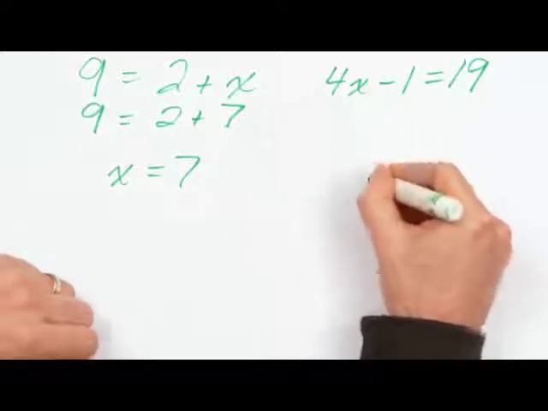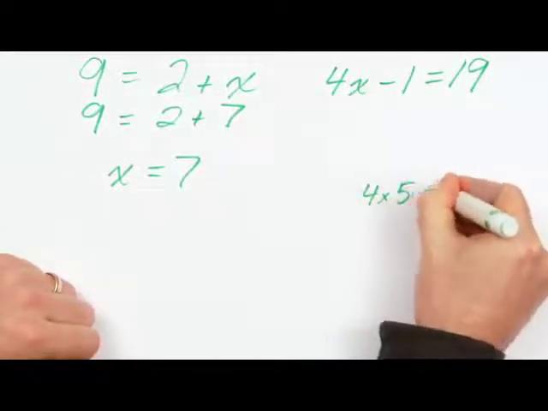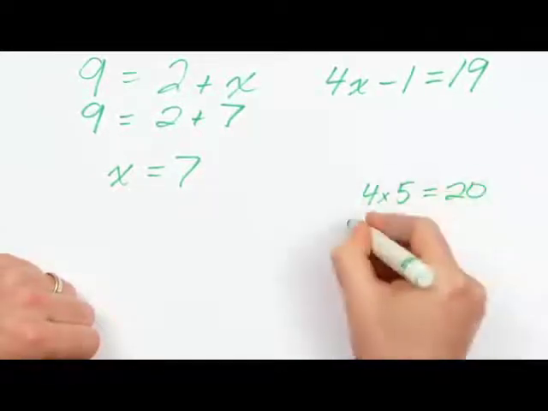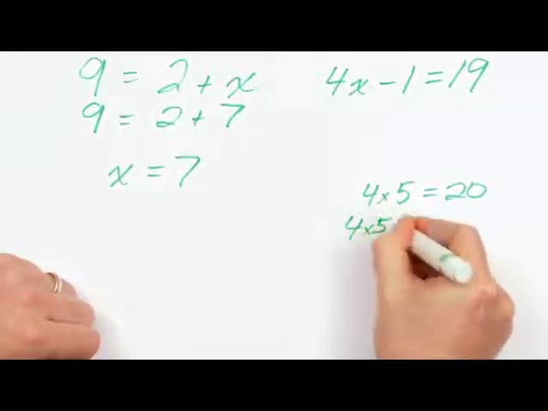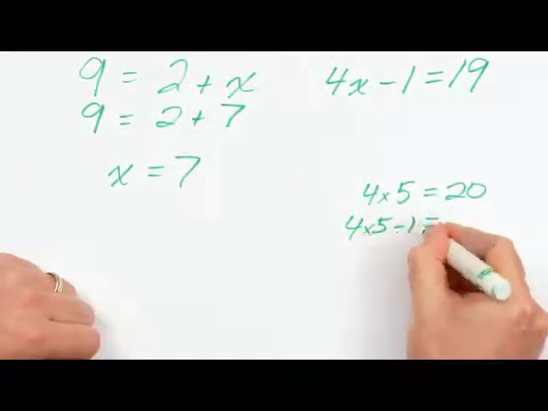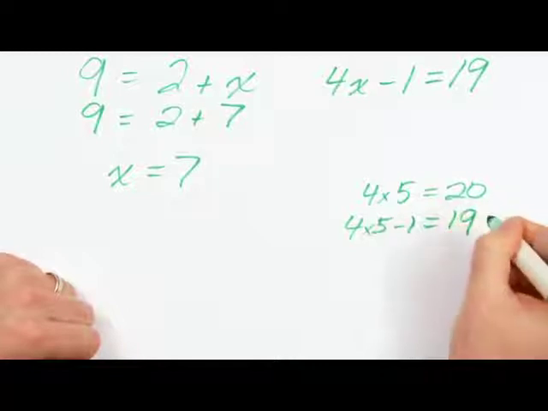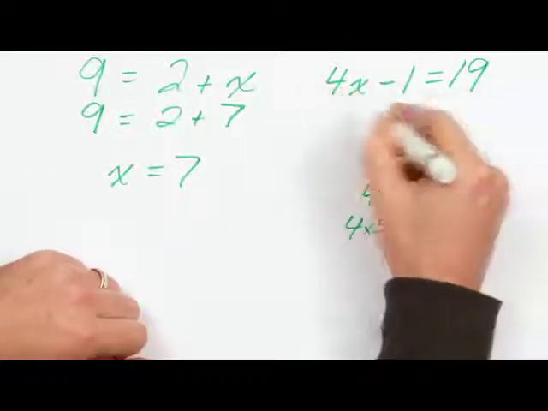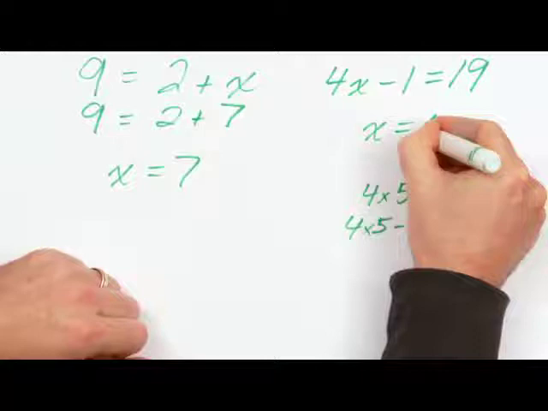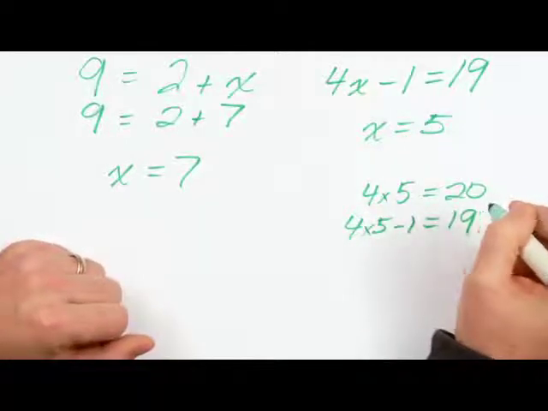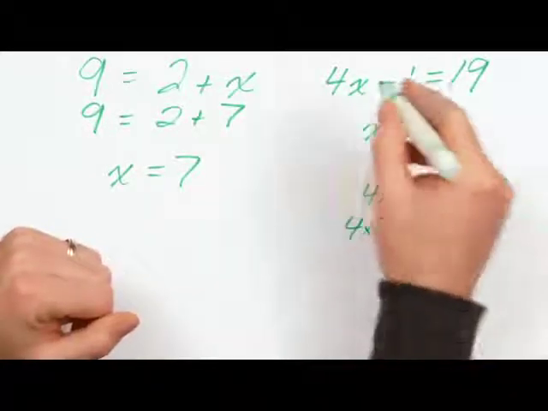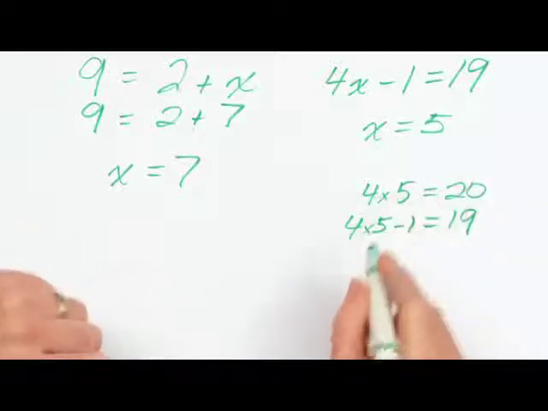Well, 4 times 5, I know that's 20. So I wonder if 4 times 5 minus 1, that's 20 minus 1, yeah, that's 19. So we can look at this and say that the solution to this equation is x equals 5. And that's solving by inspection, when you just look at it and you know the solution.